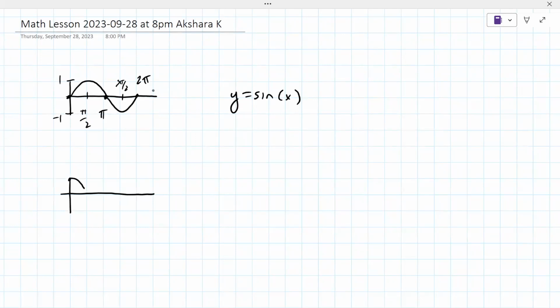Cosine starts high, goes low, reaches a min, comes back up. This is pi, this is 2 pi, pi over 2, 3 pi over 2, like that. We'll get to tangent in a moment. So this starts everything. So you have to have these down. There can't be any confusion about this. There's no way to do these problems without that.